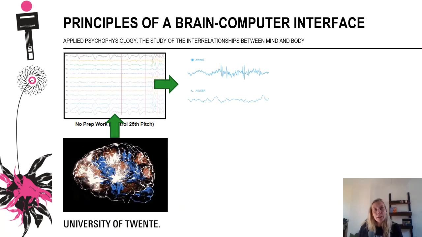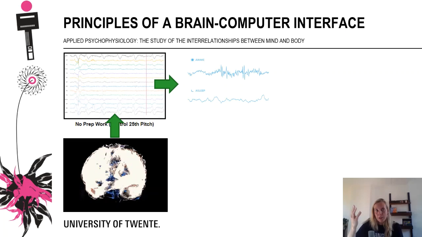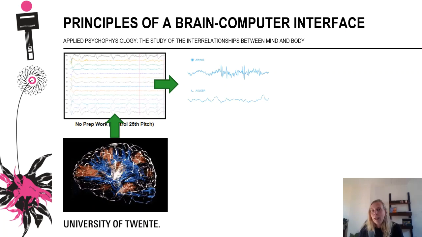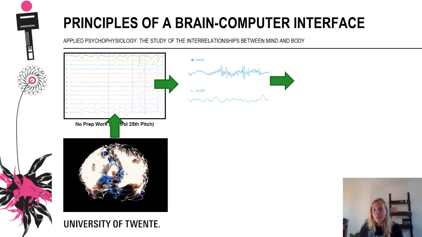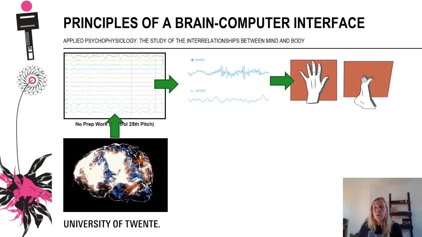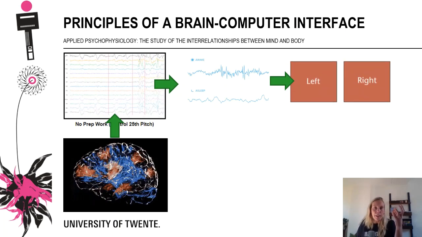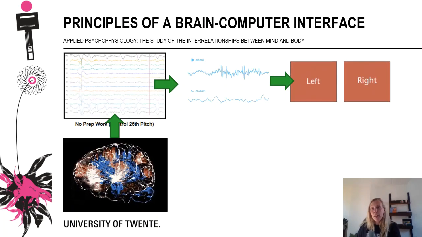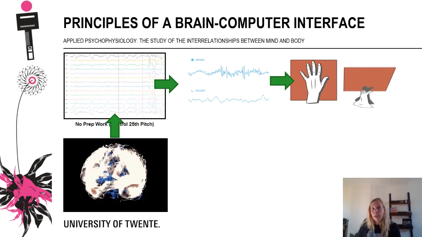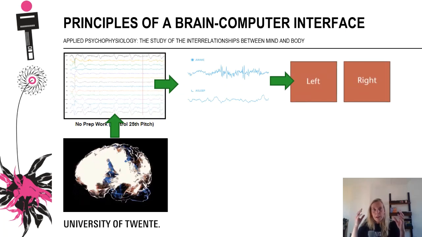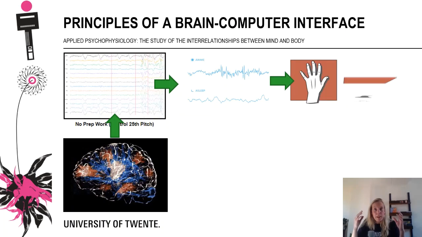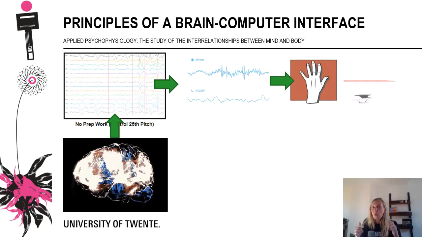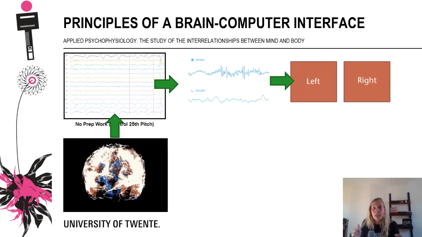Because if you make certain kinds of mental imaginations, if you use your imagery, you can induce brain patterns in the EEG. For example, if you use the imagination of moving your hand, for example, your left hand, or if you think about moving your foot. Now, these two different types of activities in your brain cause different signals in the EEG. And we can decipher which one you're thinking about with a brain-computer interface.